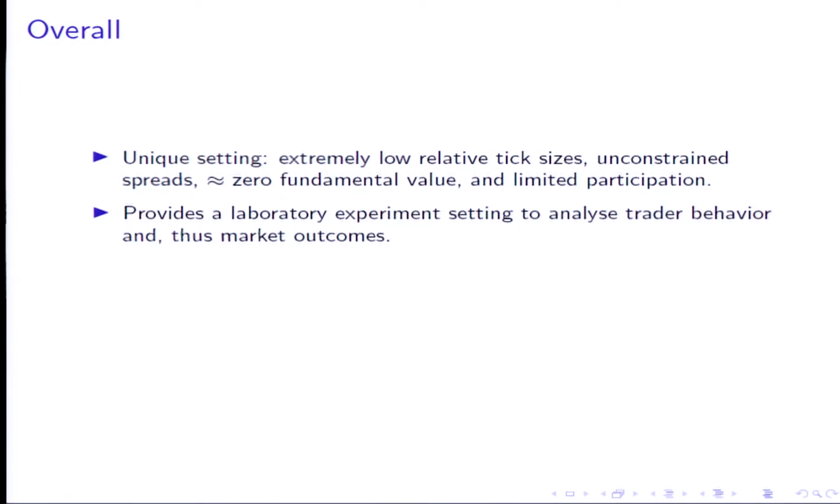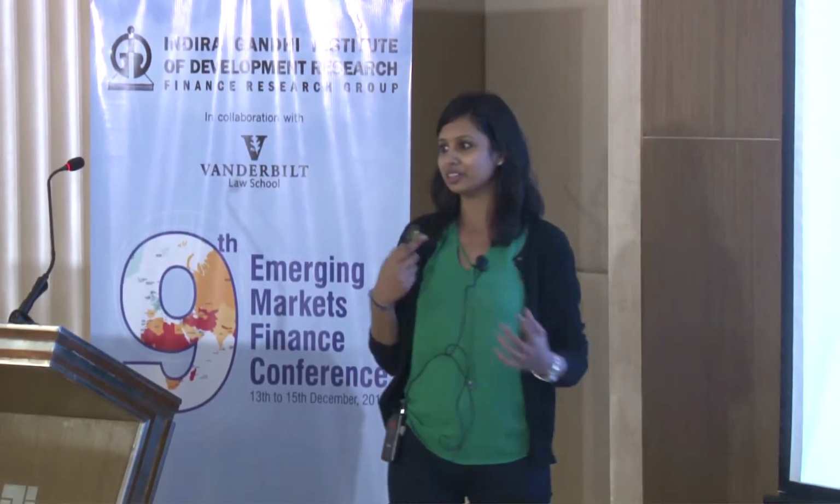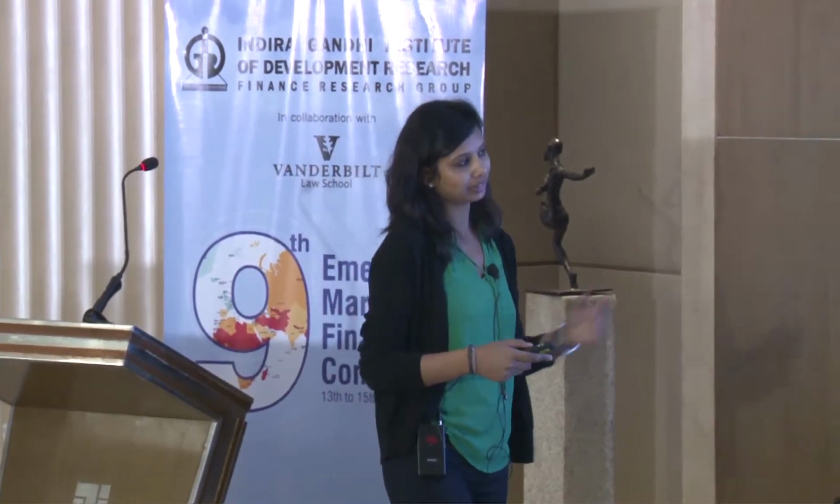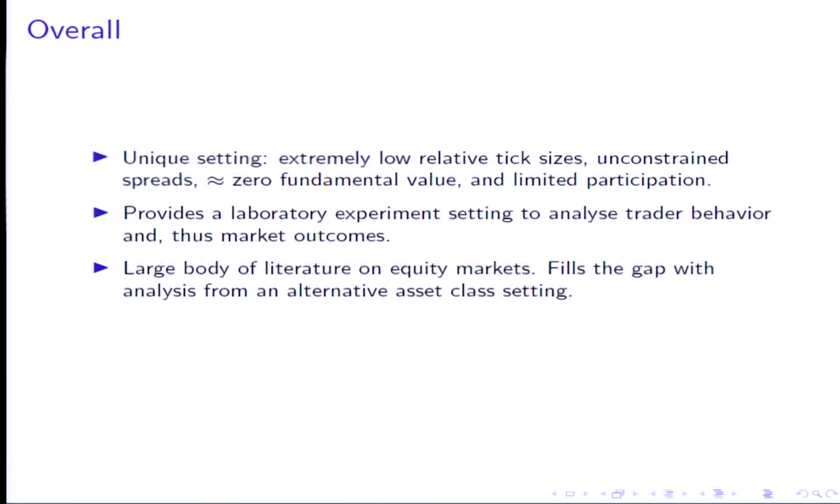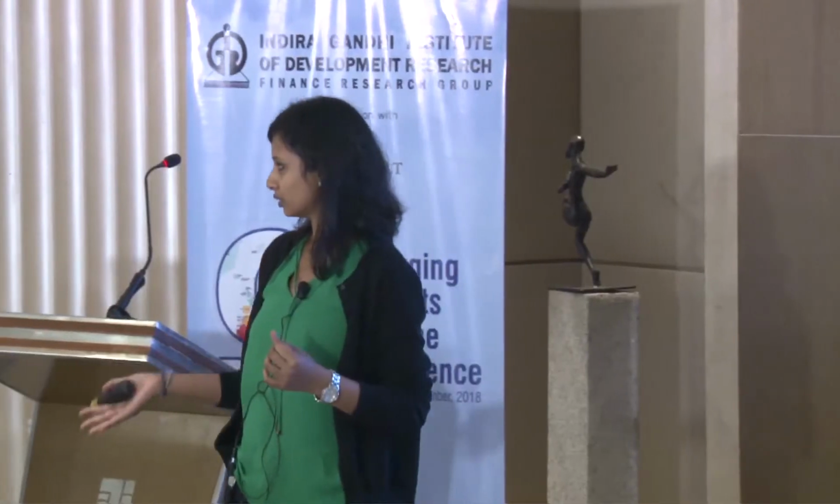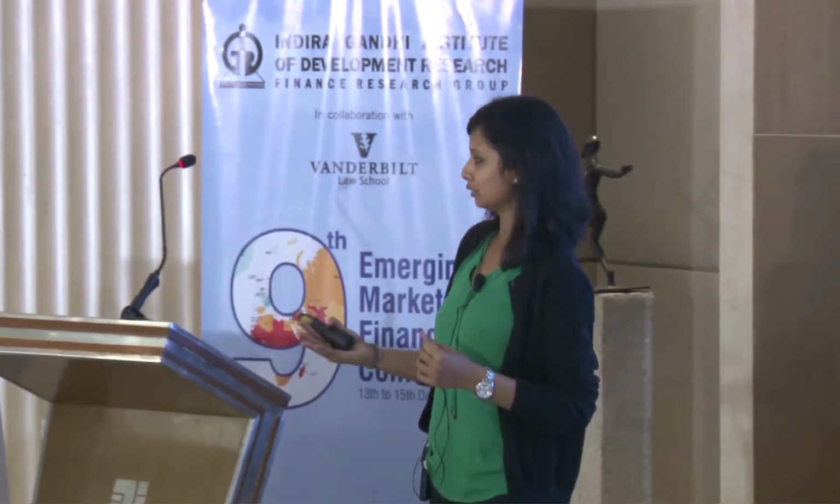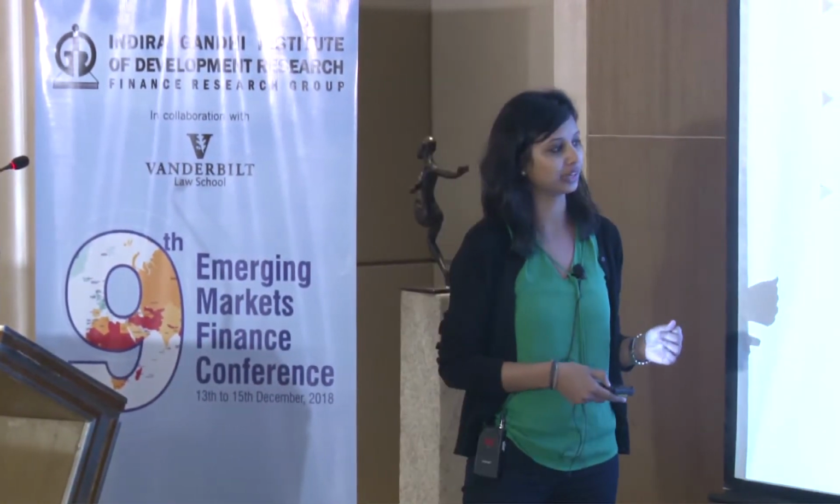Now, what's good about this paper is it provides a laboratory setting where you can analyze how traders interact when they are given this new constraint. And of course, as I said, there is a large body of literature. We do not know what happens to other findings. In terms of findings, I think it's broadly in agreement with the theoretical predictions, but what's most surprising is the improvement in liquidity or transaction costs that we find.